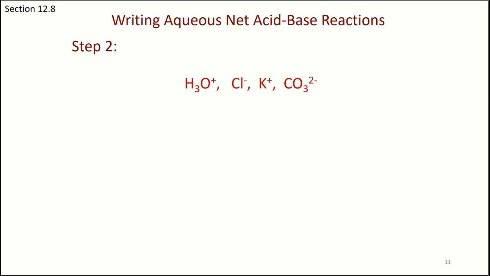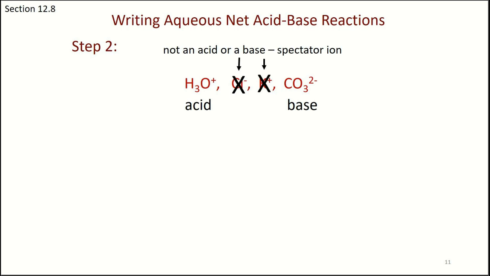In the next step, we will eliminate spectator ions. Now that we've had this discussion, we know that the conjugate base of a strong acid will be a spectator ion, so both potassium ion and chloride ion will be spectator ions. With the remaining species, we have hydronium and the carbonate ion. We know that hydronium then will participate as the acid as it has protons that it can give up, and carbonate then will act as the base in this reaction.